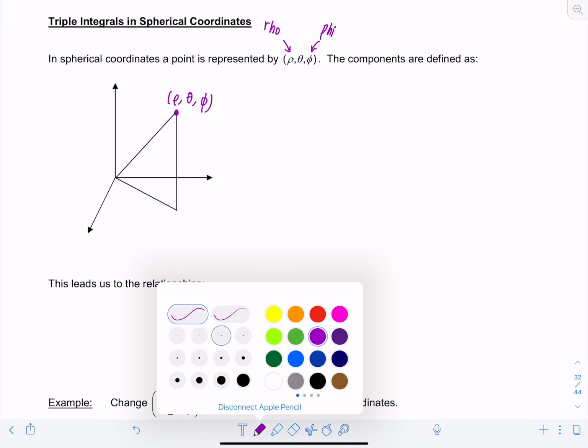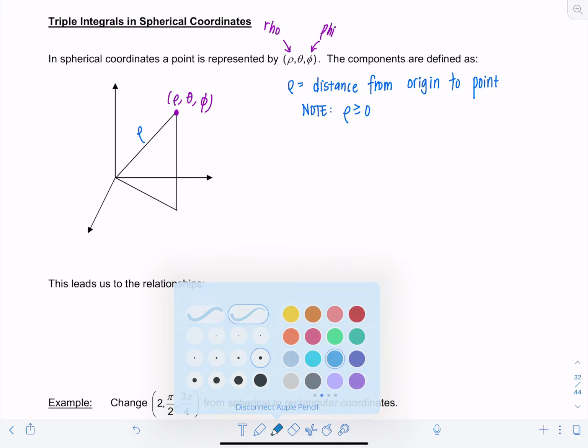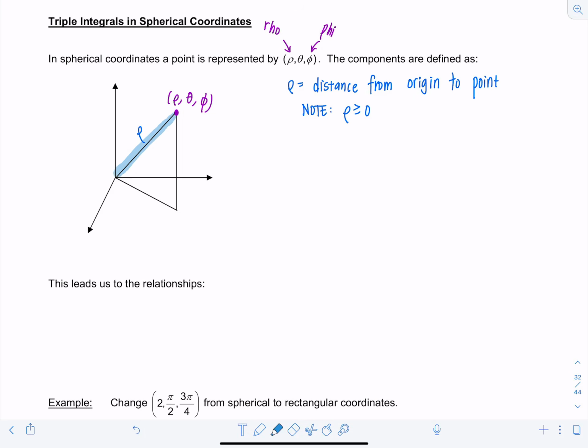So first off, rho is the distance from the origin to the point. And as a note, rho is always greater than or equal to 0. So we don't allow for it to be negative. So rho is this distance here. I'll highlight it too for you to see, from the point to the origin.